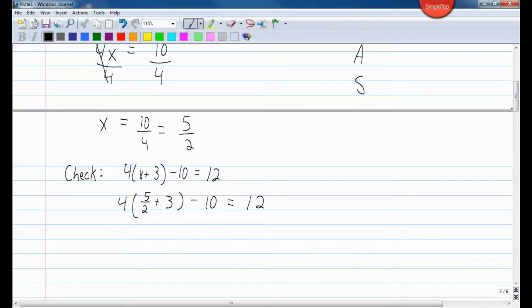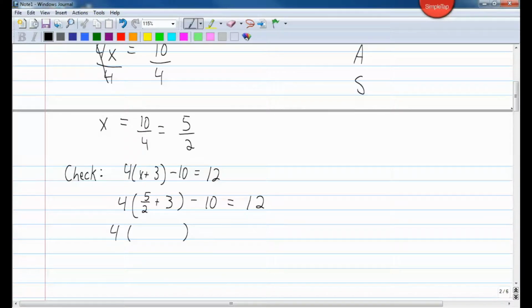So let's see. So I want to follow my order of operations. The first thing that I need to do is parentheses. So look at the parentheses. And you see there are two numbers inside the parentheses. There are no variables left. And I can add those two numbers together. Alright, to add those two numbers together though, since one of them is a fraction, you need to get a common denominator.